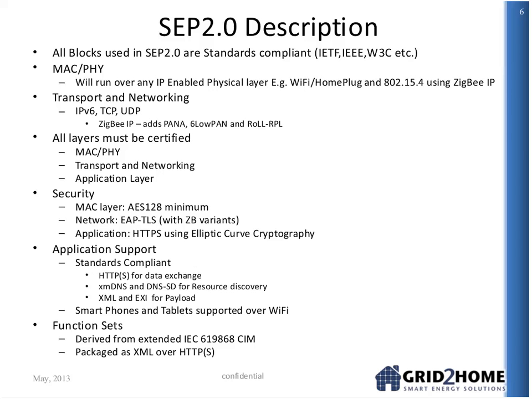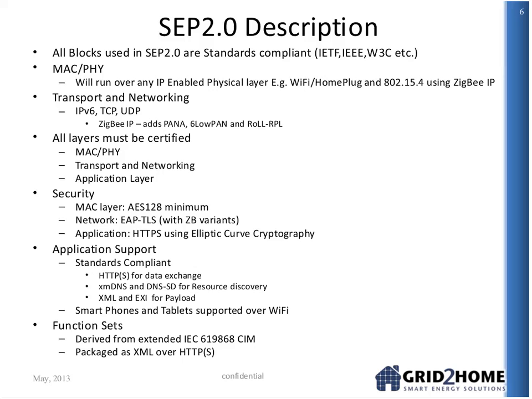All the layers must be certified to get SEP2 approval, so the MAC PHY must be approved, the transport networking layer, the ZigBee layer has to be approved, and the application layer, which is really what SEP2 is defined as. For security, the MAC uses AES 128, the network layer uses TLS, and the application uses elliptic curve cryptography, so we encrypt the packets. The application support layers are all standards compliant. It's HTTP or HTTPS for the data exchange.